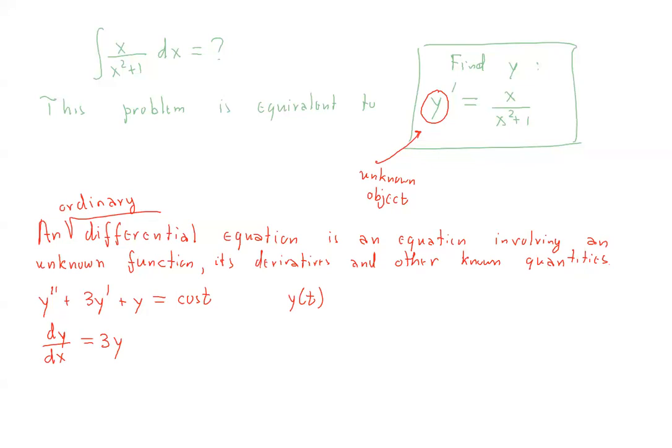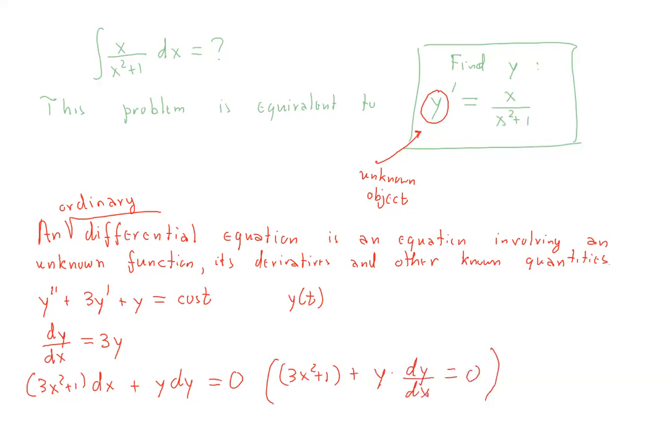And you will see that not too often, but in a few instances in this course, we will also be writing things like this. So 3x squared plus 1 dx plus y dy is equal to 0. Here, the assumption is that when you see something like that written like this, then this is the same thing as 3x squared plus 1 plus y times dy over dx being equal to 0. So in other words, it is more like the form that we just saw.